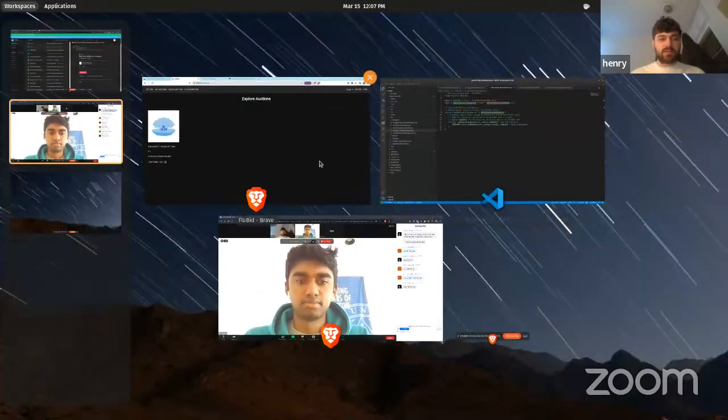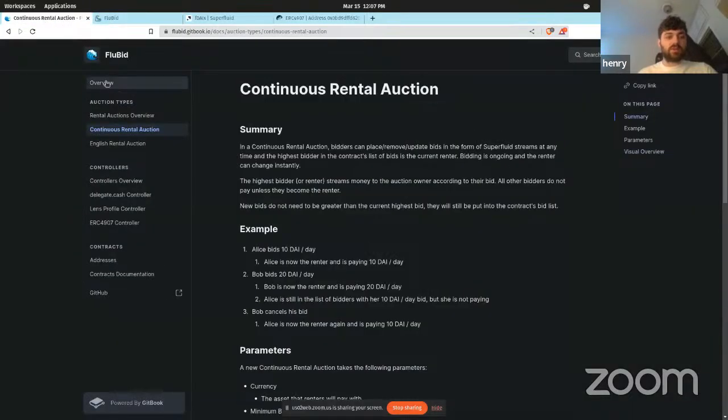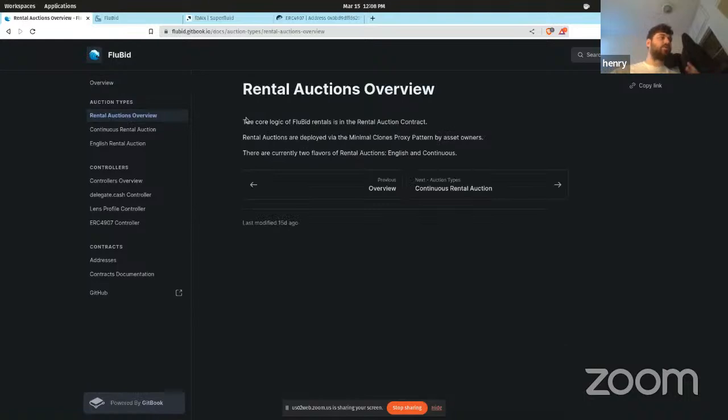So I'm going to talk a little bit about my project for the February wave pool, which is FluBid. FluBid is an NFT rental protocol that does pricing via auction, payment via Superfluid, and it can support a wide variety of different assets. In FluBid, there are two main components: the rental auction part and the controller part. The rental auction handles the more complicated stuff of the bidding and the streams and the payments, and you can pair that up with a controller to get different configurations.